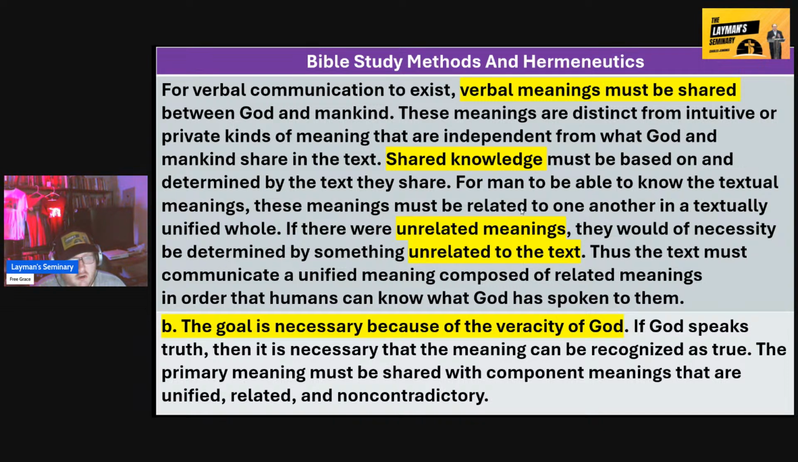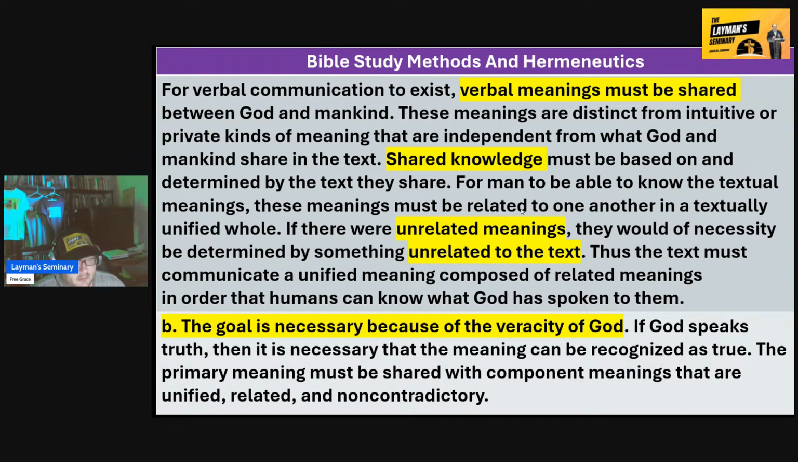For a man to be able to know the textual meanings, these meanings must be related to one another in a textually unified whole. If there were unrelated meanings, they would of necessity be determined by something unrelated to the text. Thus, the text must communicate a unified meaning composed of related meanings, in order that humans can know what God has spoken to them.